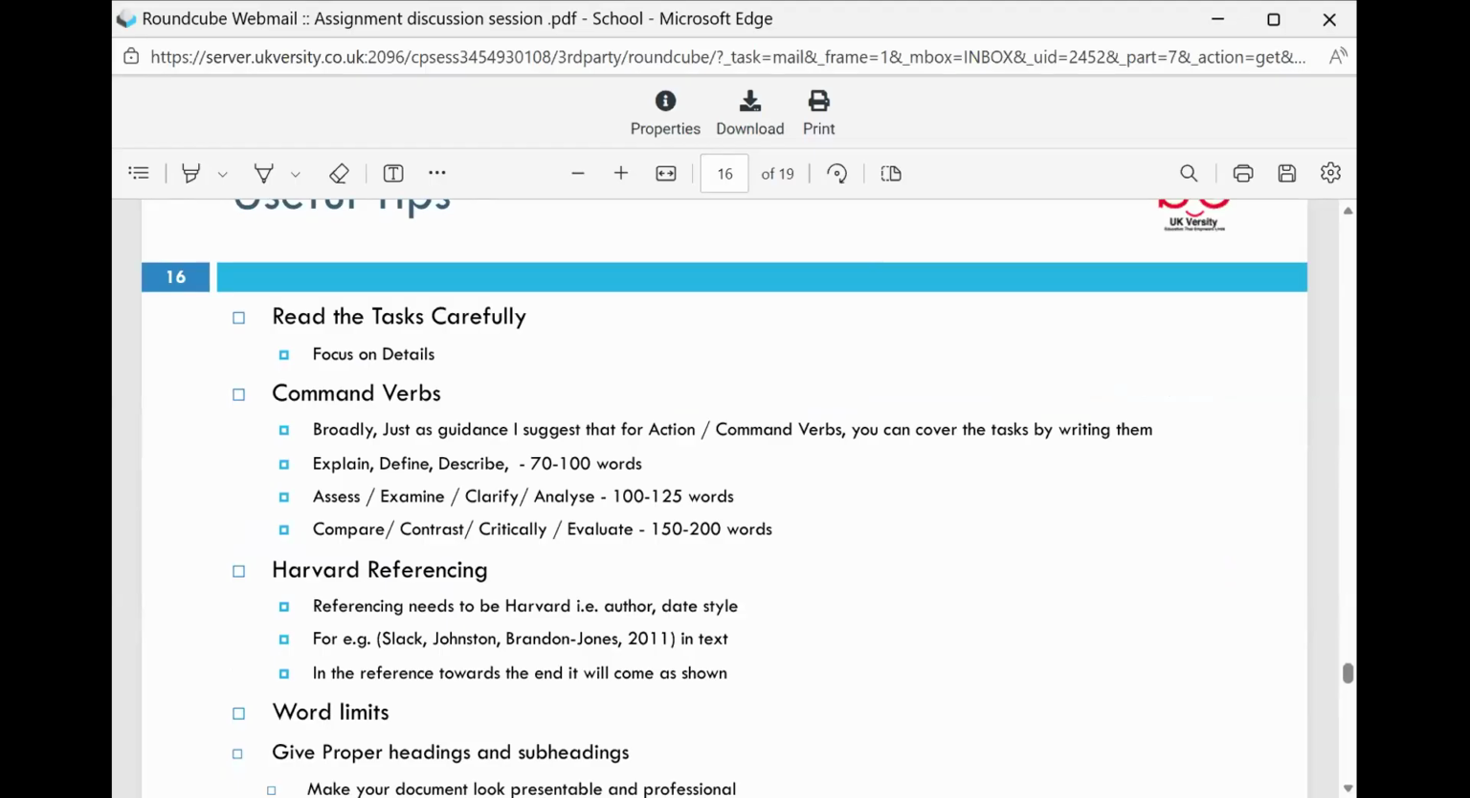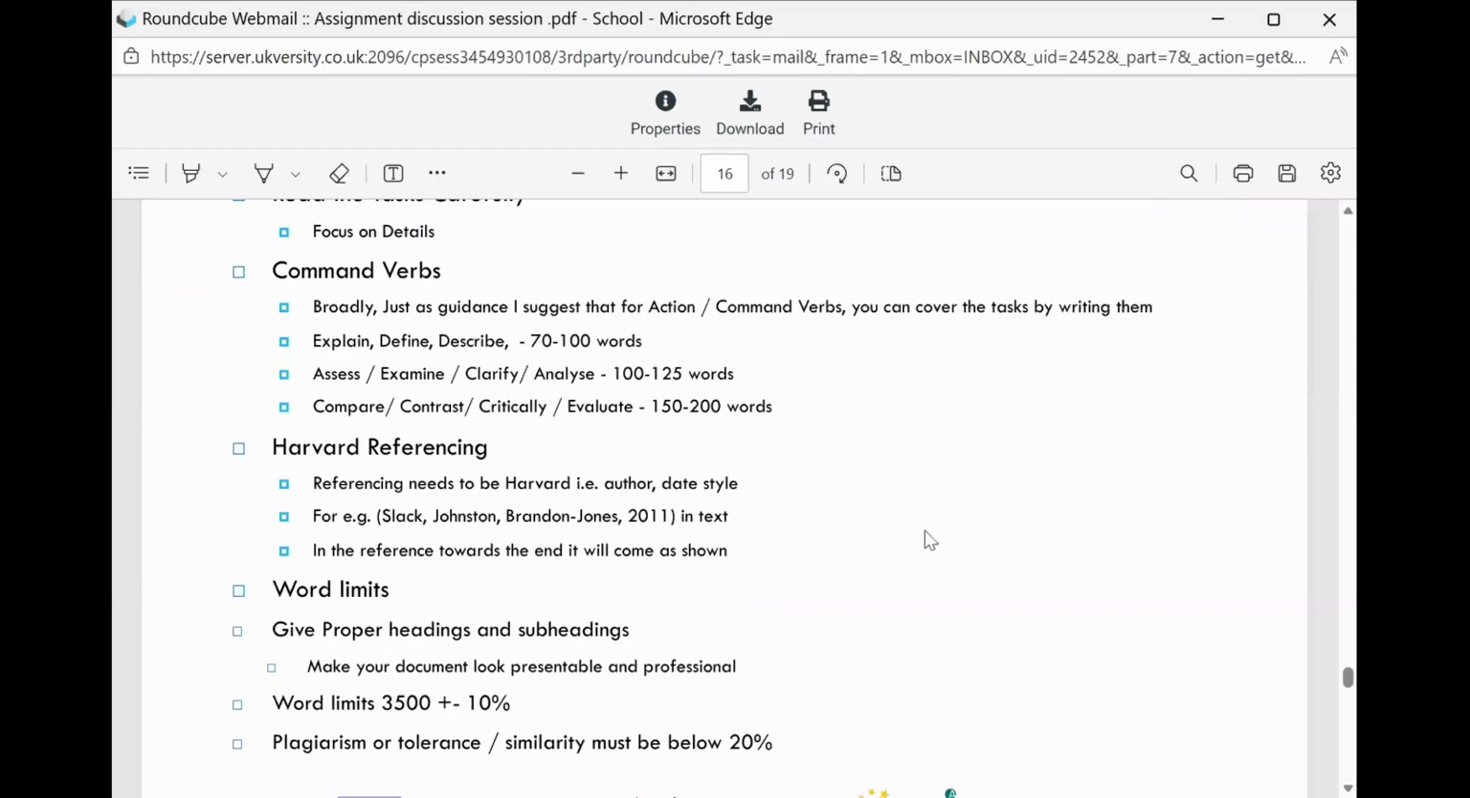Command words you can cover by writing them. Explain, define, describe, 70 to 100 words. Assess, examine, clarify, analyze, 100 to 125. Compare, contrast, critically evaluate, 150 to 200. And then again, using the Harvard system of referencing.